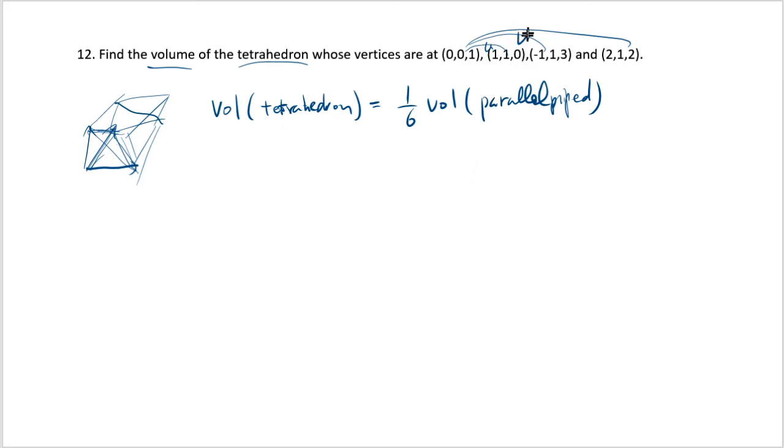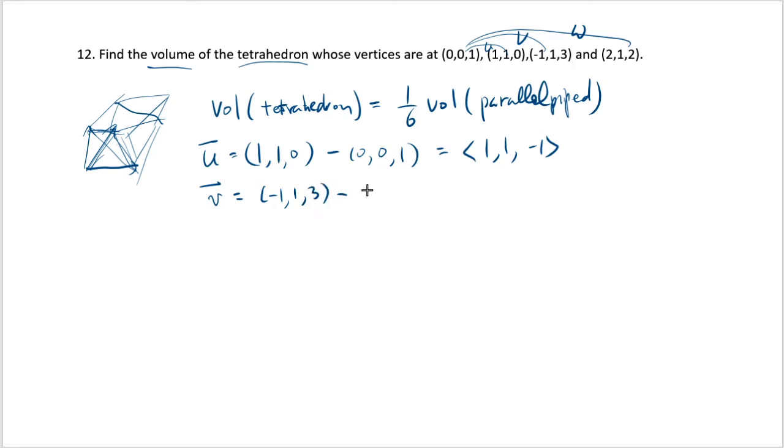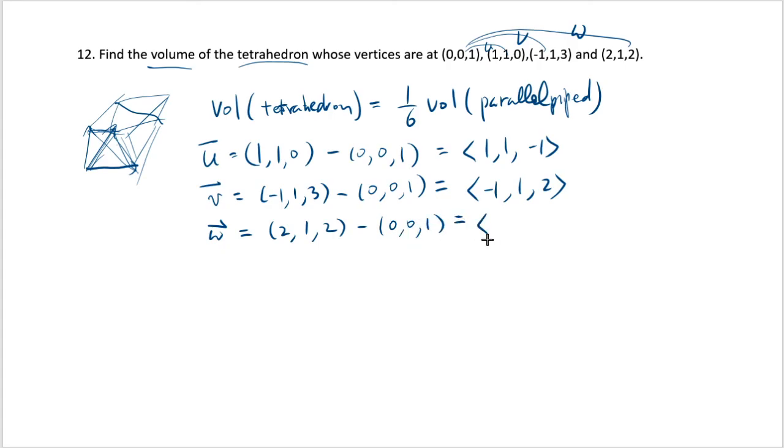So I'm going to call these U, V, W. U would be 1, 1, 0, that's the terminal, minus the initial, which is 1, 1, -1. V would be -1, 1, 3, minus the initial, and that's going to be -1, 1, 2. W would be 2, 1, 2, minus the initial, and that's going to be 2, 1, -1.